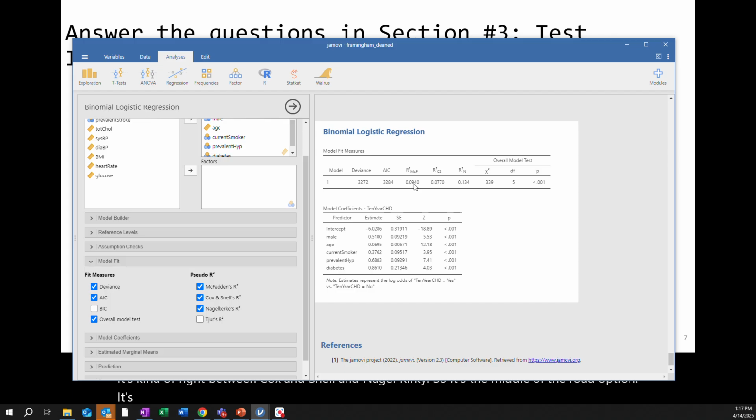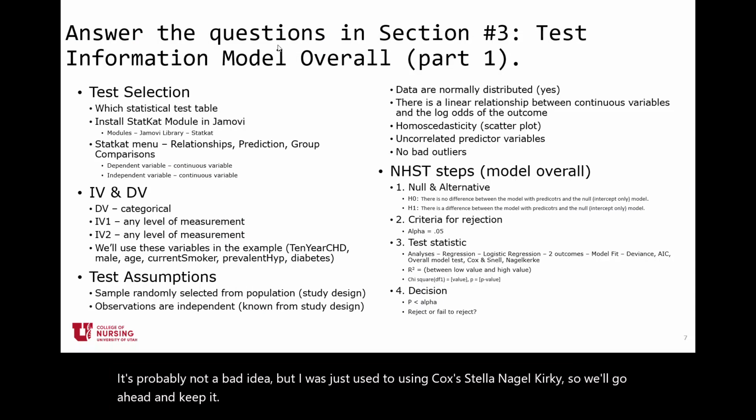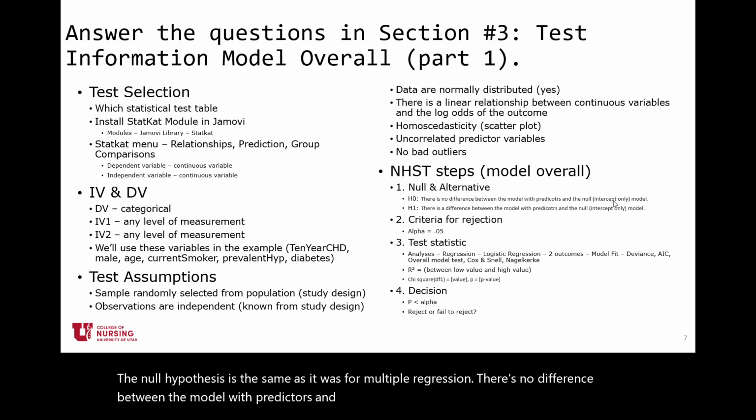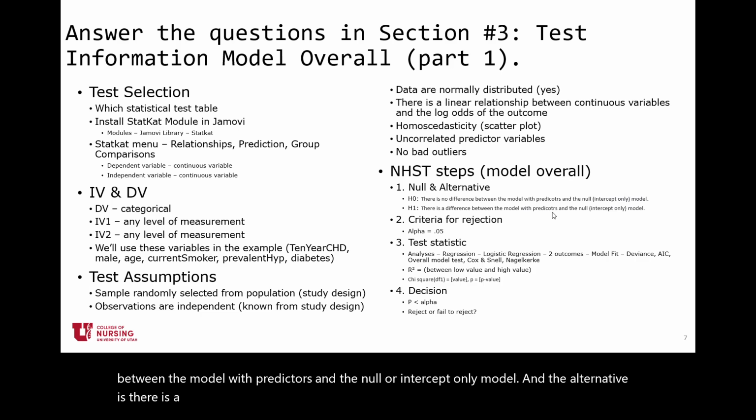It's probably not a bad idea, but I was just used to using Cox and Snell and Nagelkerke, so we'll go ahead and keep it. All right, so for our model overall, the null hypothesis is the same as it was for multiple regression. There's no difference between the model with predictors and the null or intercept only model. And the alternative is there is a difference between the model with predictors and the null or intercept only model.